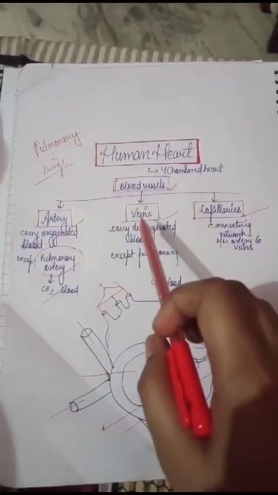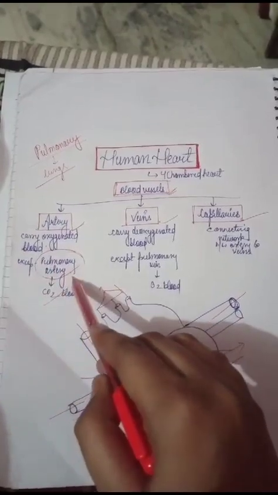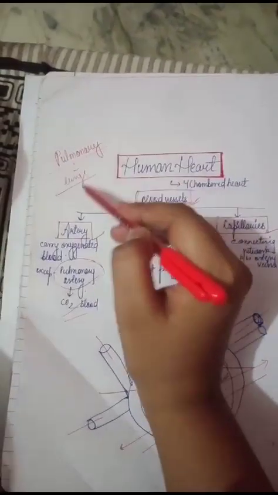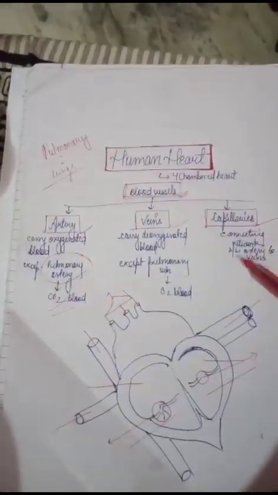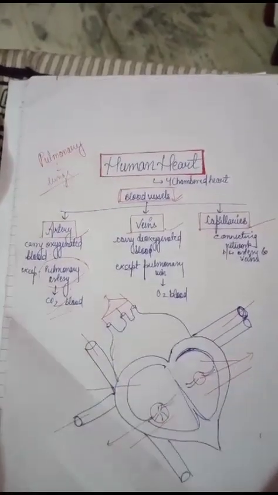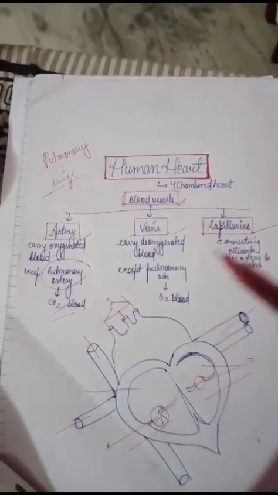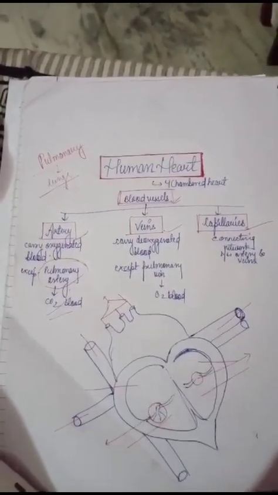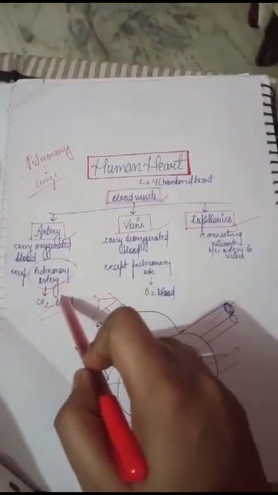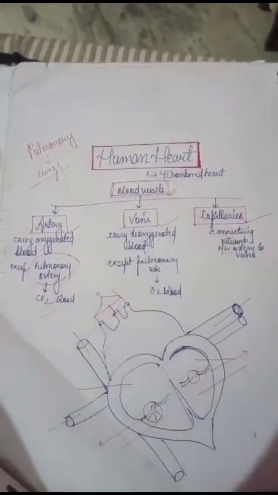But there are some exceptions in arteries and veins. In arteries there is one exception, that is the pulmonary artery, which carries deoxygenated blood. Pulmonary stands for lungs. As the cleaning of deoxygenated blood occurs in the lungs, the vessel which transports the deoxygenated blood to the lungs is the pulmonary artery, which is an exception, as arteries carry only oxygenated blood.